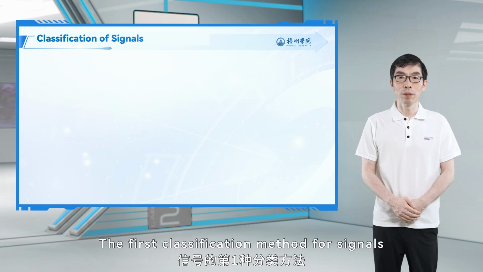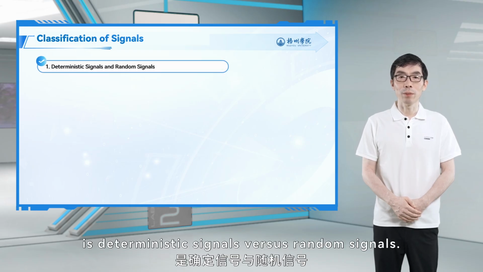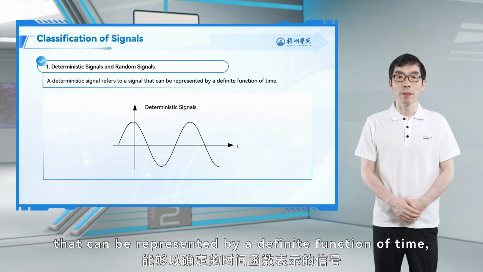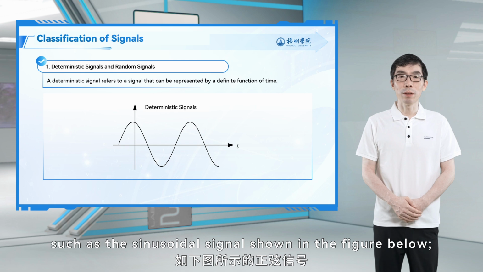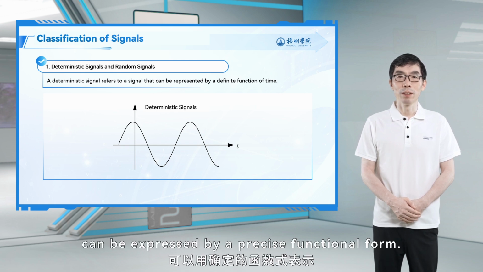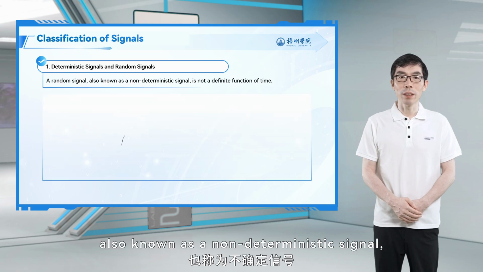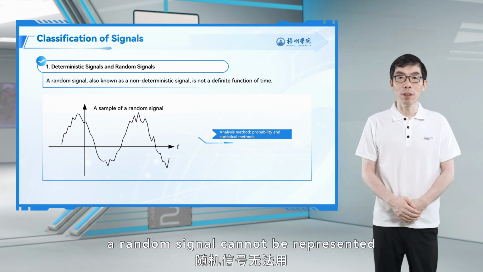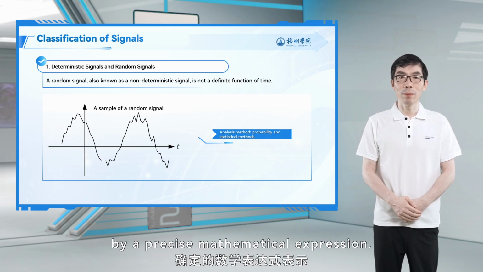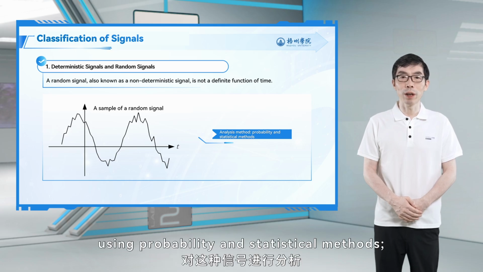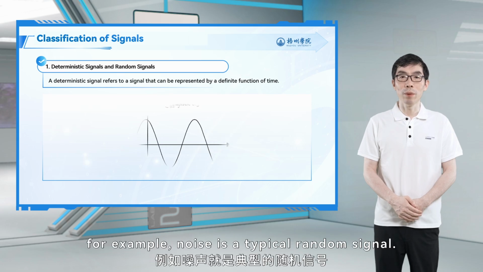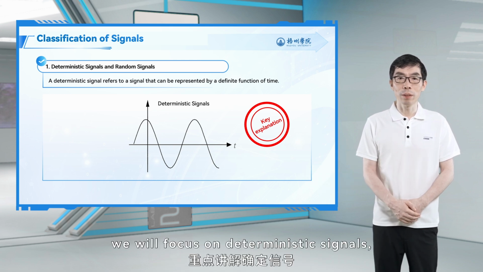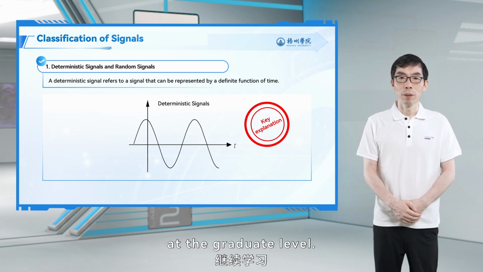The first classification method for signals is deterministic signals versus random signals. A deterministic signal refers to a signal that can be represented by a definite function of time, such as the sinusoidal signal shown in the figure below. A deterministic signal can be expressed by a precise functional form. A random signal, also known as a non-deterministic signal, is not a definite function of time. Unlike a deterministic signal, a random signal cannot be represented by a precise mathematical expression. Such signals are usually analyzed using probability and statistical methods. For example, noise is a typical random signal.